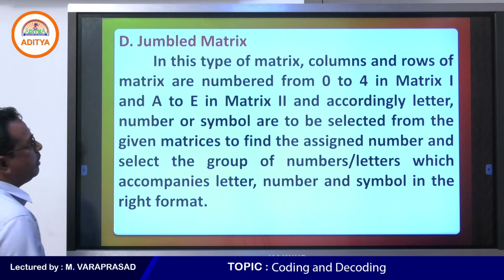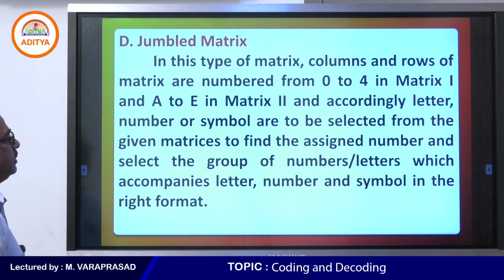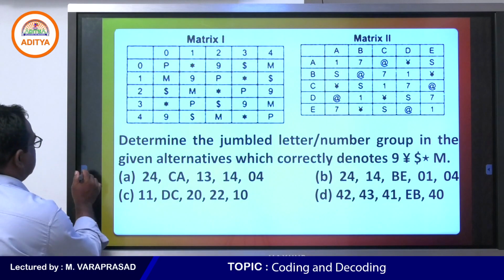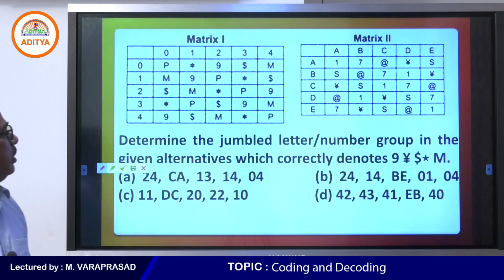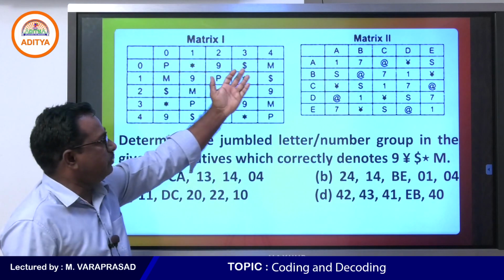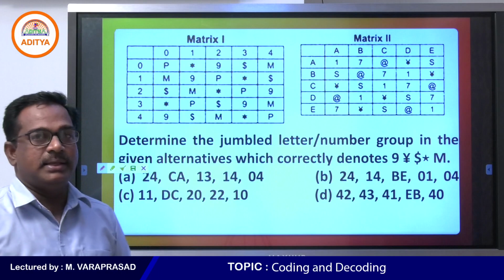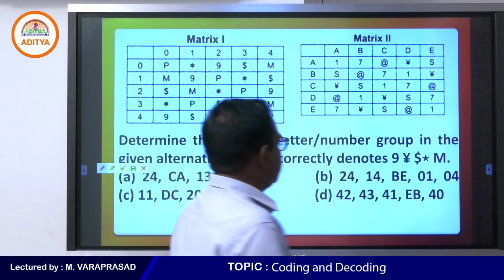Yes, jumbled matrix. In this, the first matrix has numbers 0 to 4 and letters, and in matrix 2, numbers 5 to 9. So jumbled matrix means 0 to 4 in matrix 1 and A to E in matrix 2, and here numbers and symbols are there, here letters and symbols are there. Right, now what will you get for this one?